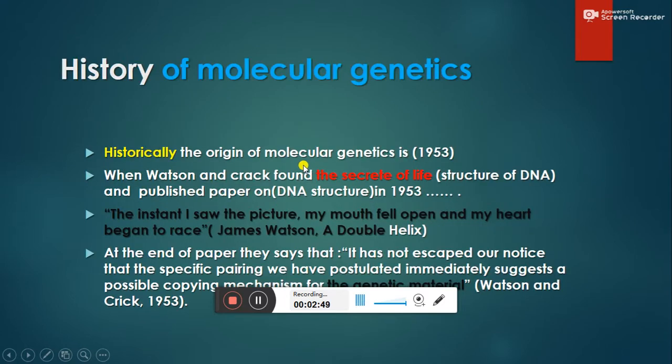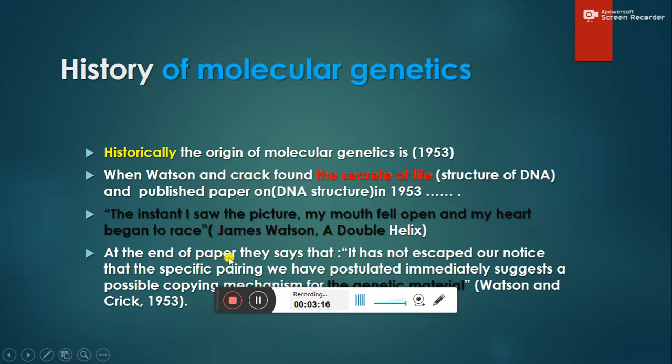History of molecular genetics. Historically, the origin of molecular genetics is 1953, when Watson and Crick found the secret of life, the structure of DNA, and published their paper on DNA structure in 1953. The instant I saw the picture, my mouth fell open and my heart began to race. Jim Watson: a double helical structure.